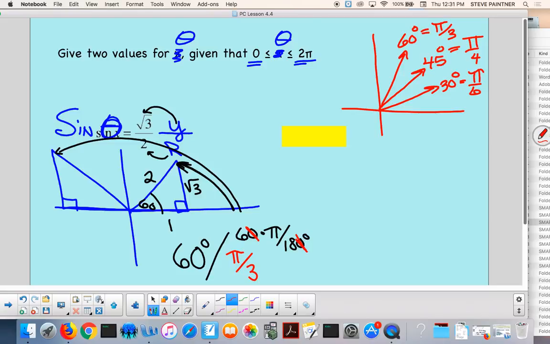Here's the other one. Again, the y value could be square root of 3, the radius could be 2, and the other side is 1. This reference angle is 60 here. It's also 60 here. So that leads you to believe the other answer is what? It's not 60. You don't say 60. 120. Yeah, you say 180 minus the reference leads you to believe the other answer is 120.